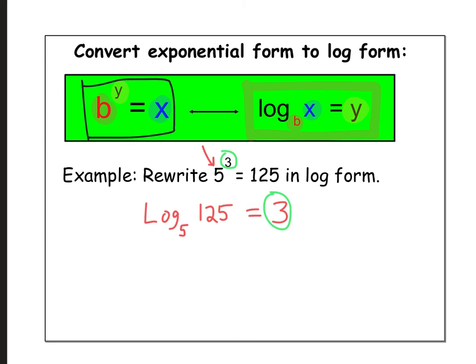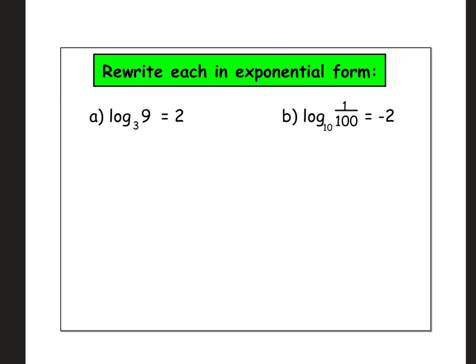That's really what logs are. Logs are exponents. And eventually, one of these three values, either the 5 or the 125 or the 3, will be unknown, and we're going to have to do some work to find it. For now, we're just changing forms.